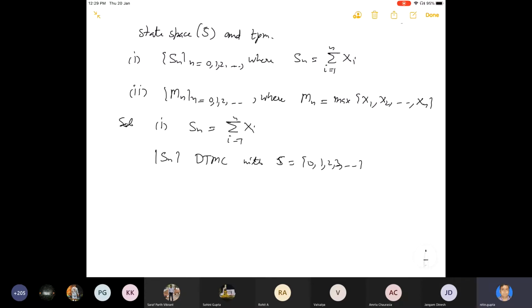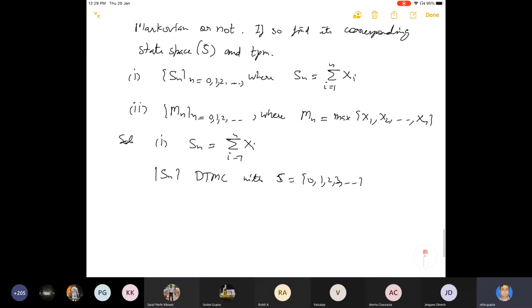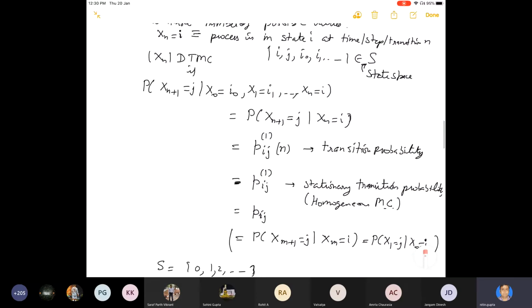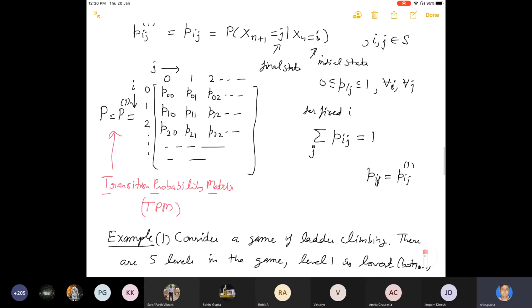Also, the value of Sn plus 1 depends on the value of Sn, because this will be Sn plus Xn plus 1, not on how we have reached this Sn. So therefore it will forget the past. Sn is basically a discrete time Markov chain by the definition itself, because the future will depend on the present, not on the past values.